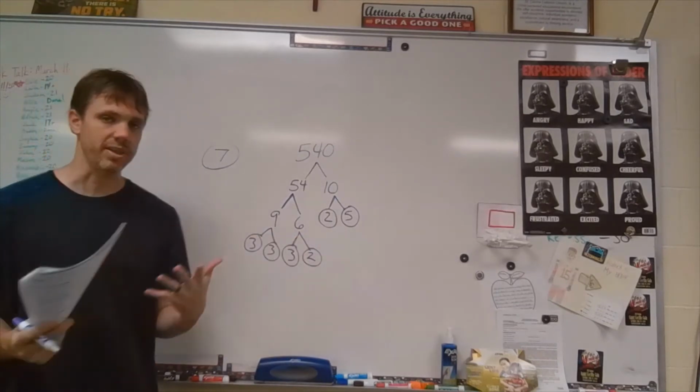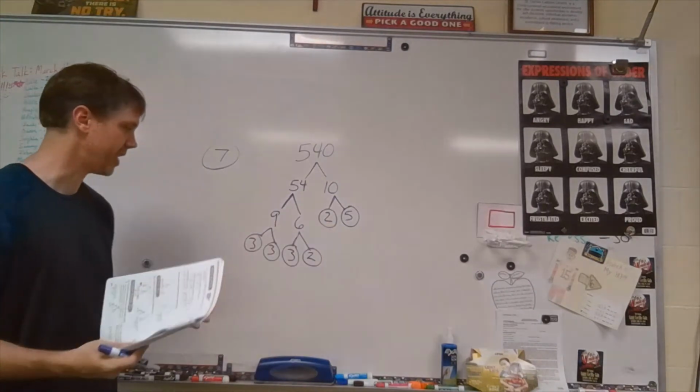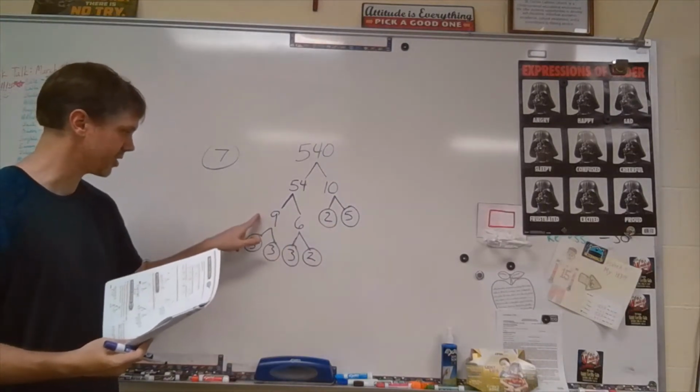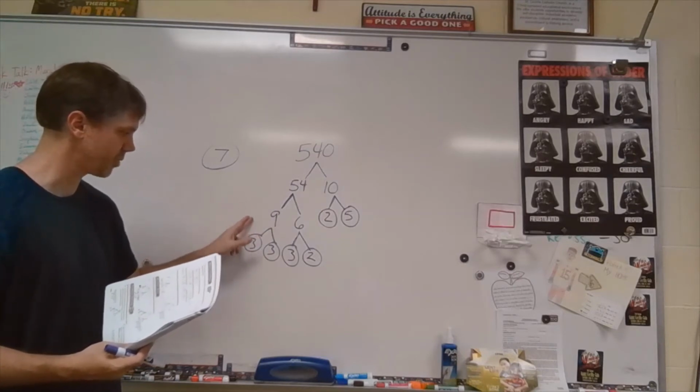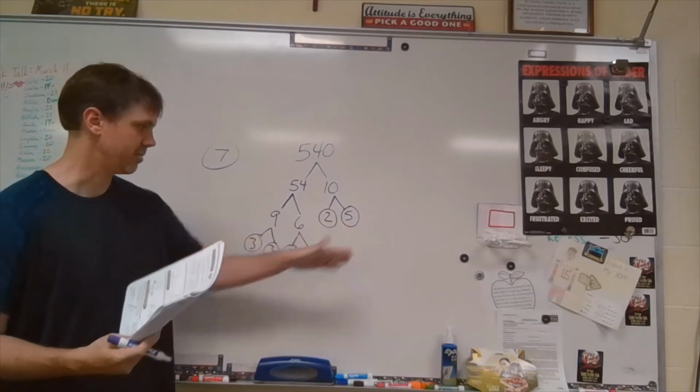Now, when you write this out, you could go 3 times 3 times 3 times 2 times 2 times 5. That's fine. Or if I'd had this 6 over here, it would have been 2 times 3, or it could have been 3 times 2 times 3 times 3 times 2 times 5. In fact, you know what?